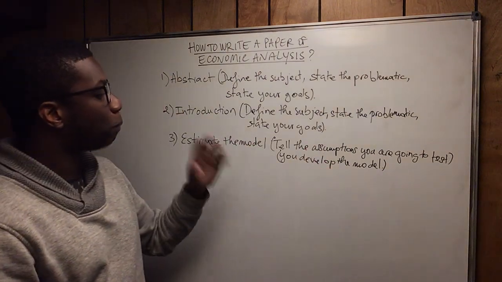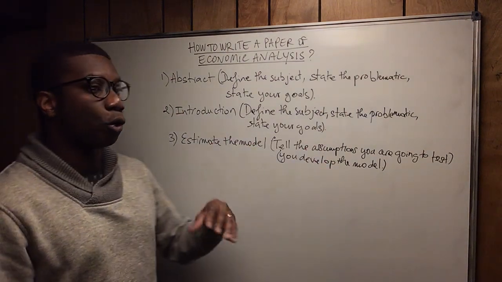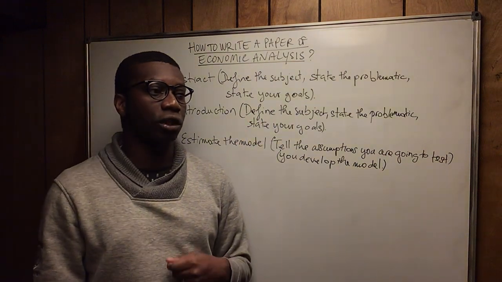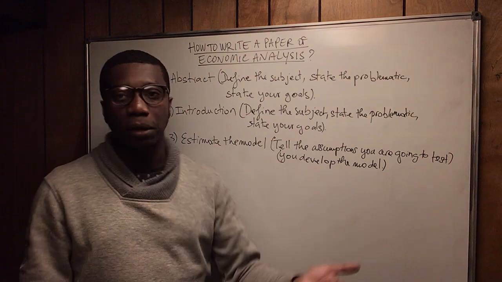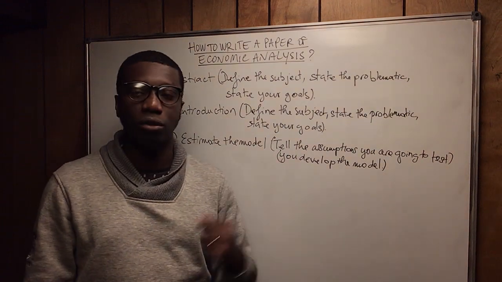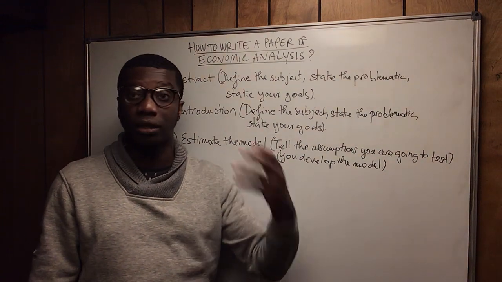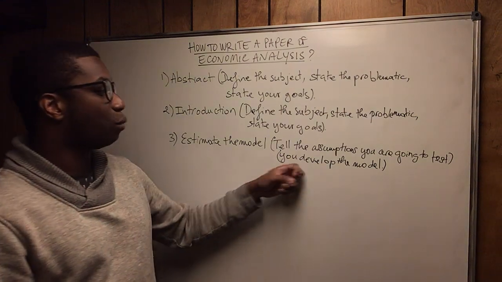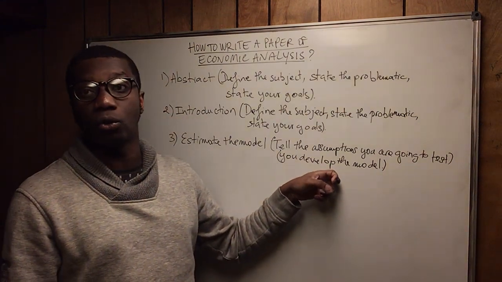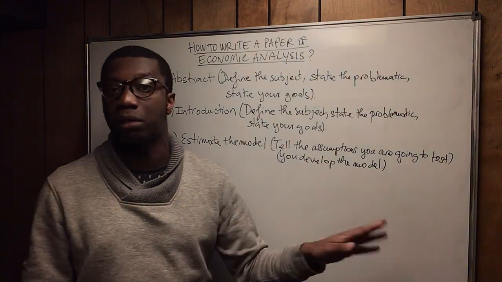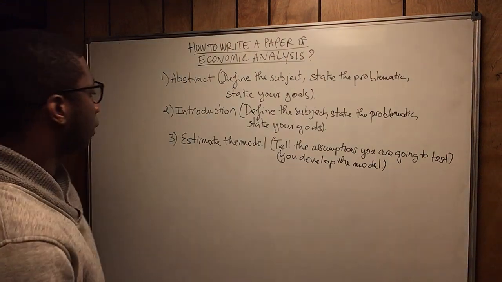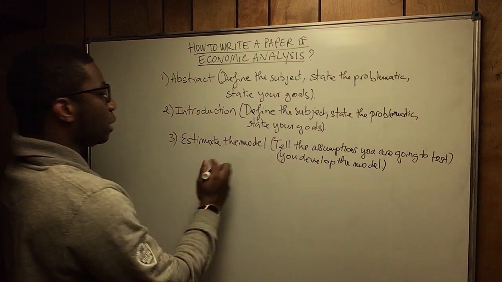But if you want to publish your paper with a conventional journal such as the Journal of Political Economy, Econometrica, or the Quarterly Journal of Economics, those big journals, you have to have a mathematical or statistical model in your paper. Otherwise, it will be immediately rejected. All right. So you estimate the model.